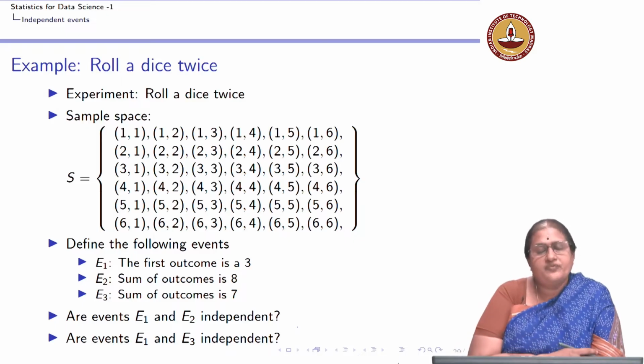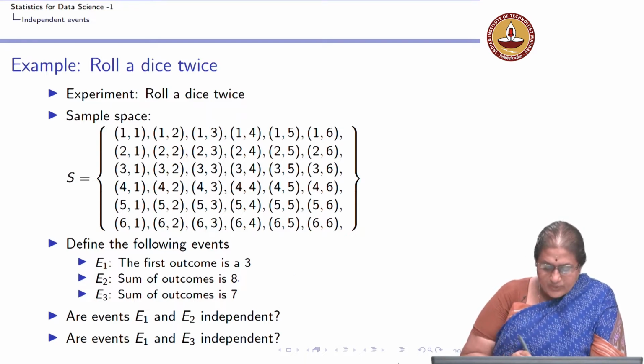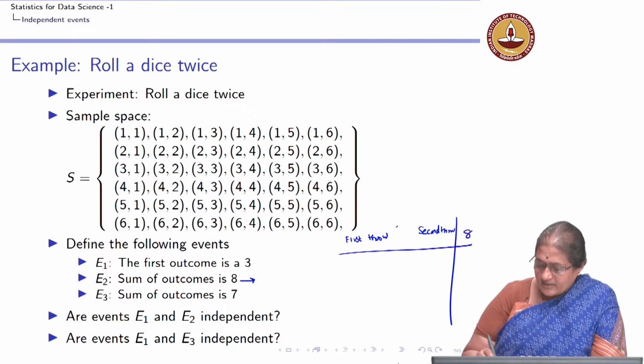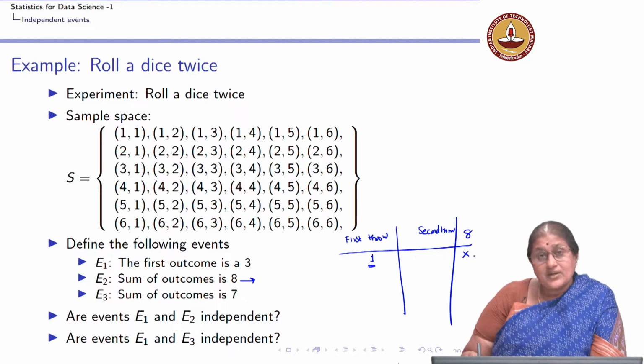Before we go to verify whether E1 and E2, and E1 and E3, are independent events, let us look at the intuition behind independence. E2 is an event where the sum of outcomes is 8. Let us write down the first throw of a dice and the second throw of a dice. To get the sum of 8, if the first throw was a 1, I cannot get a sum of 8, because the maximum that I can get in the second throw is 6, and 1 plus 6 is 7. So, if the first throw is a 1, I cannot get a sum of 8.